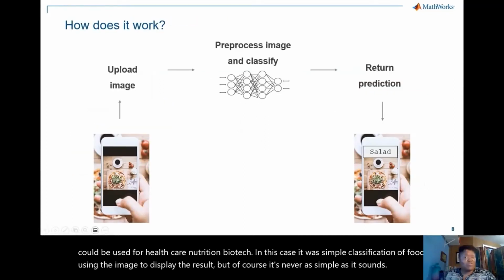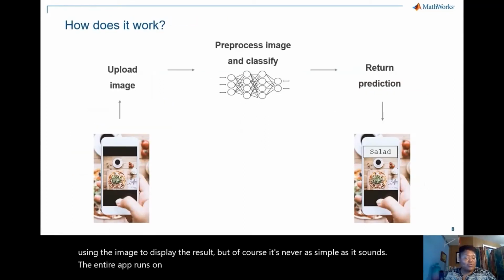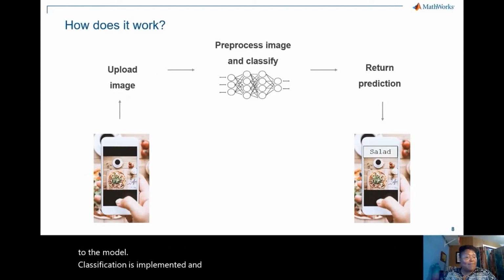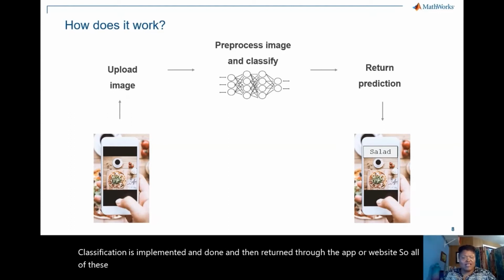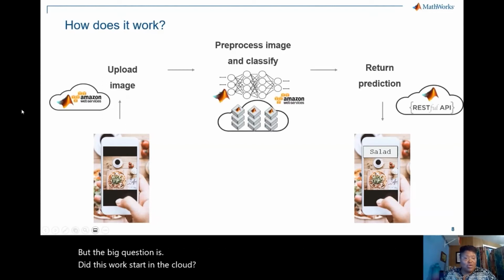The entire app runs on the cloud. The phone image is uploaded. Image is prepared and passed to the model. Classification is implemented and done, and then returned through the app or website. So all of these parts are running with different technology in the end, talking about the final result. But the big question is, did this work start in the cloud? So what we're going to see is, how did this work?